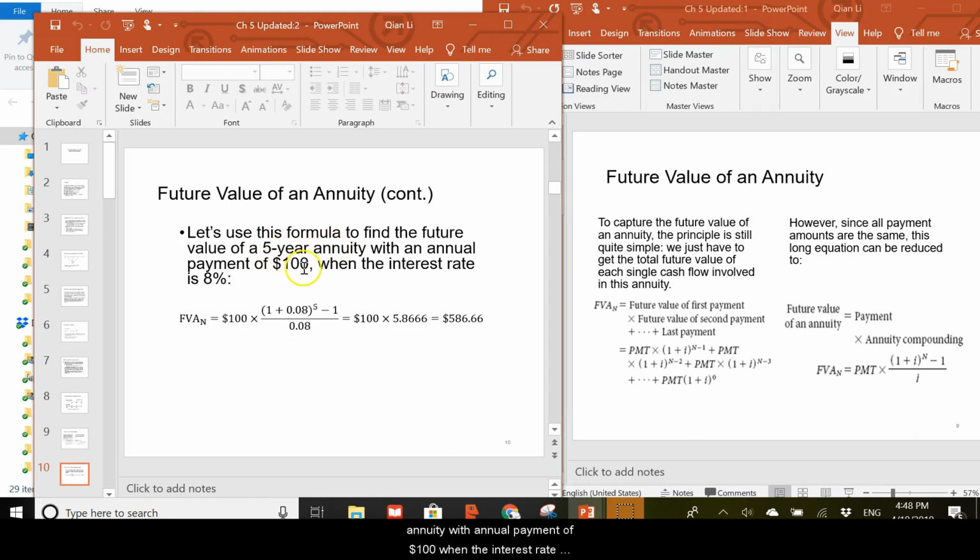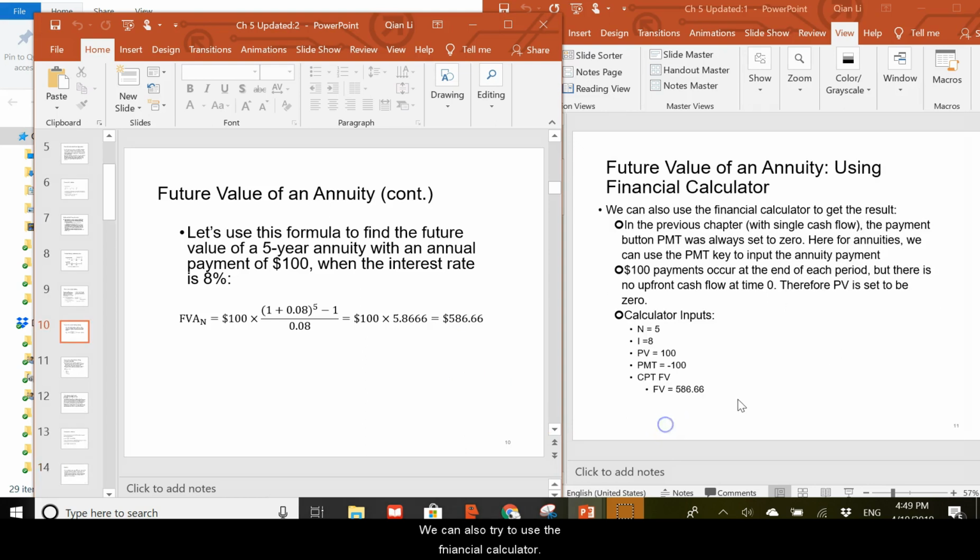So now if we try to calculate the future value of a 5-year annuity with an annual payment of $100 when the interest rate is 8%, we can simply plug these numbers into this formula. The future value of this ordinary annuity is payment $100 multiplied by 1 plus 8% to the power of 5 minus 1, divided by 8%. So the total future value for this 5-year annuity is $586.66.